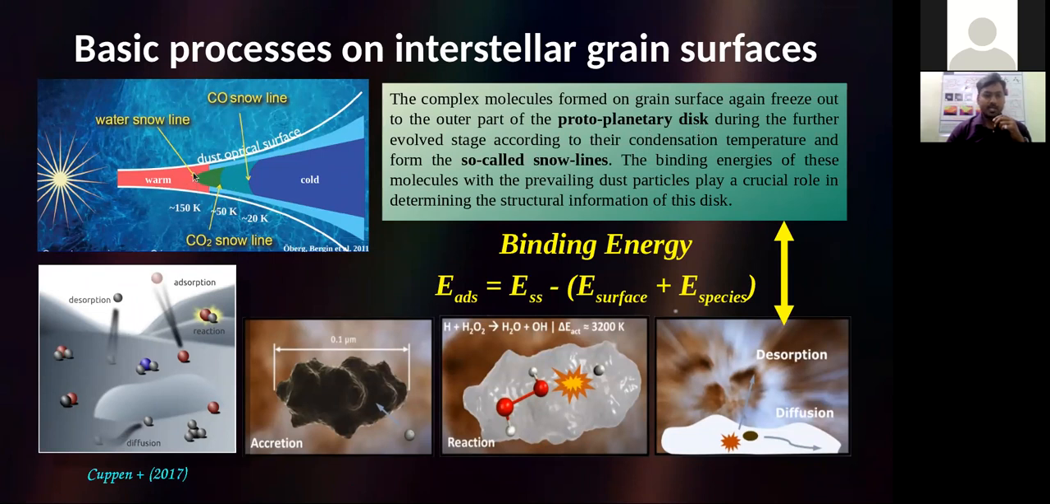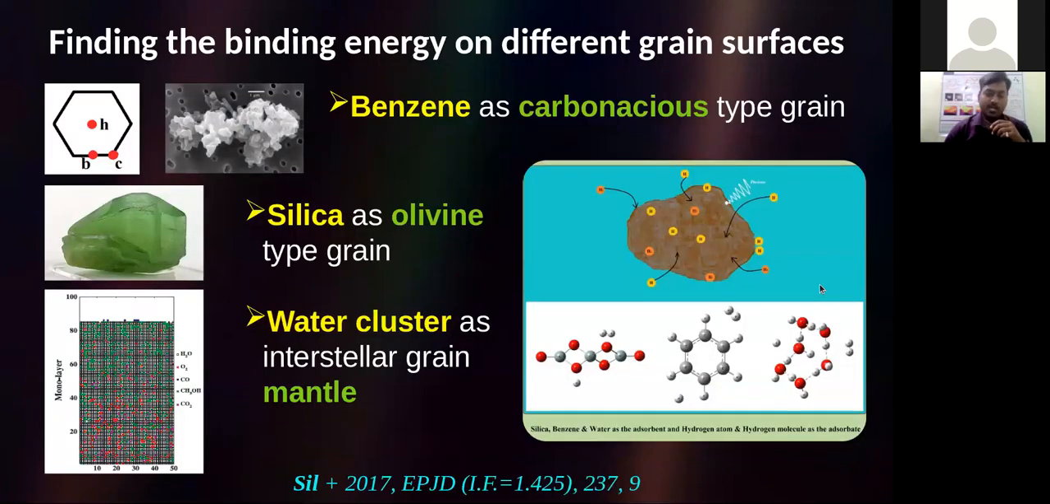You can see here the water snow line formed first, and then the CO2 snow line, then the CO snow line. And these positions are determined by the binding energy, and binding energy is also important to check the fate of interstellar species in the gas phase in the ISM. So for calculating binding energy, first we consider benzene as a carbonaceous type grain. You can see our quantum chemical structure of benzene.